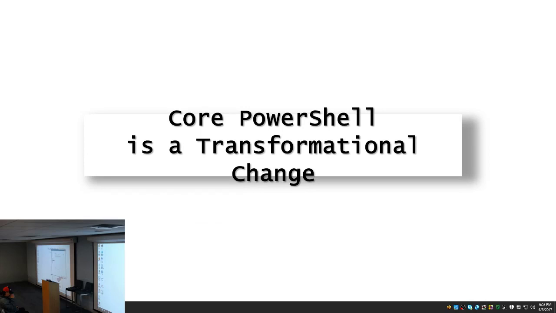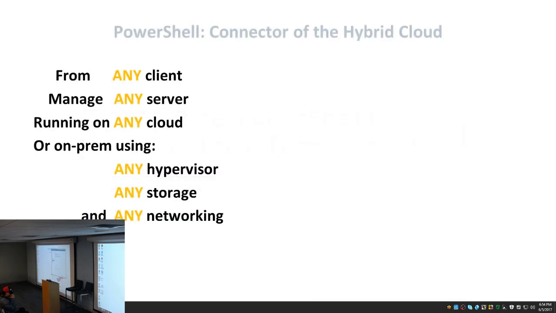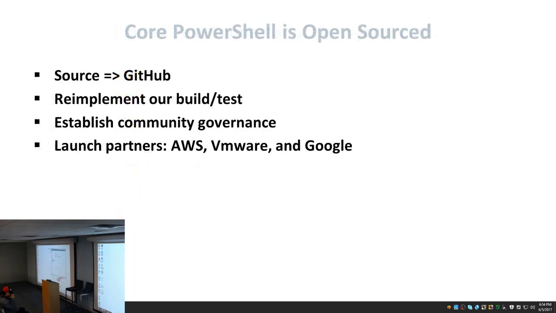Here's the $64,000 question. Oh, sorry. We're going to come up to that in a second. What is that transformational change? It is the thing I mentioned, being able to manage from any client to any server, any cloud, any hypervisor, on-premises or not. That's a transformational change. So, where we go. Now I'll drill into some of the details of those. First, PowerShell needed to be open source. You have no concept how difficult this was. Seriously.